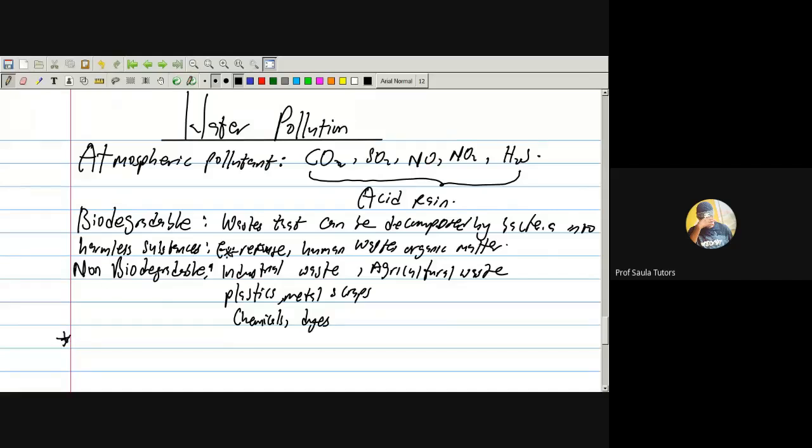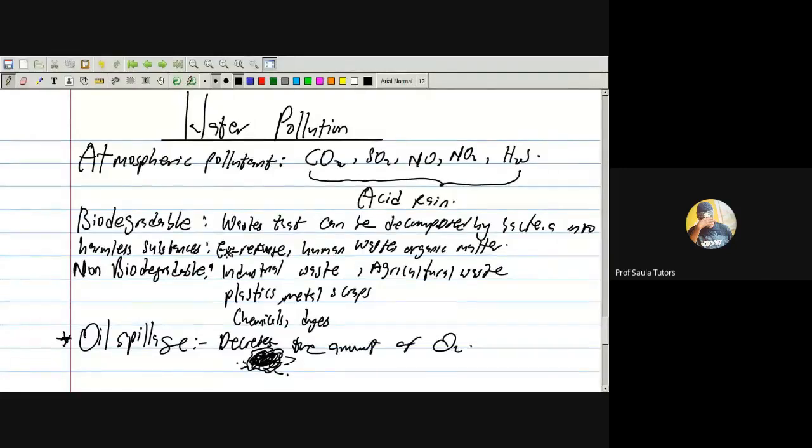Now, there is also another type of pollution they call oil spillage. When crude oil is released into water, that's what it means. There's a particular question they always ask: if there's crude oil on water, what can be the effect on aquatic organisms? The crude oil decreases the amount of oxygen getting to the aquatic organisms.